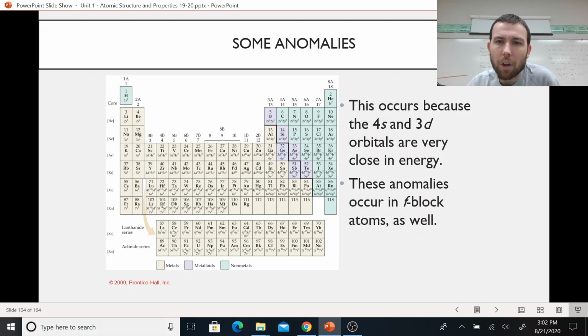Now, these anomalies also occur in the f block, but you will not be required to know any of the anomalies in the f block for the sake of this course or even for the AP exam.